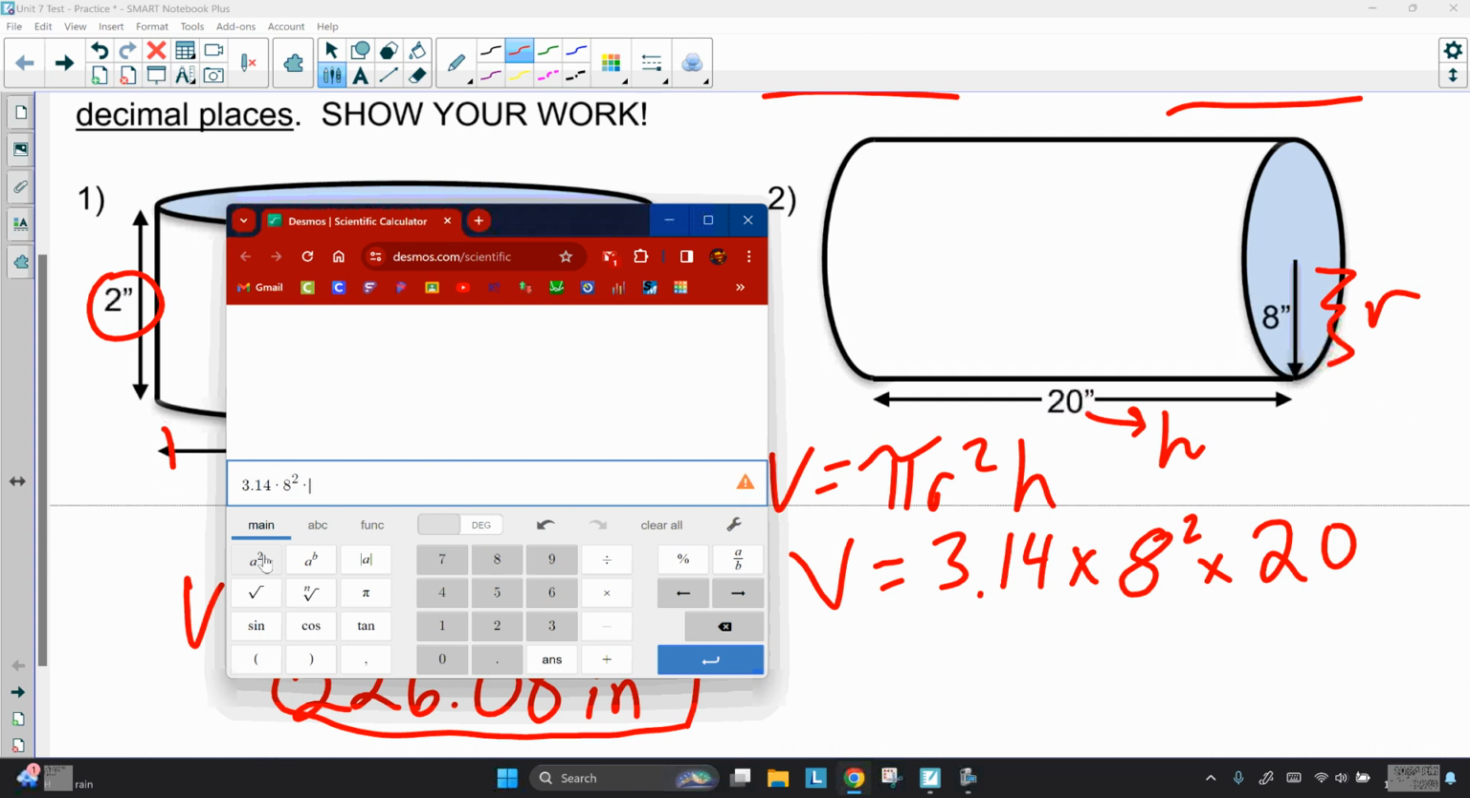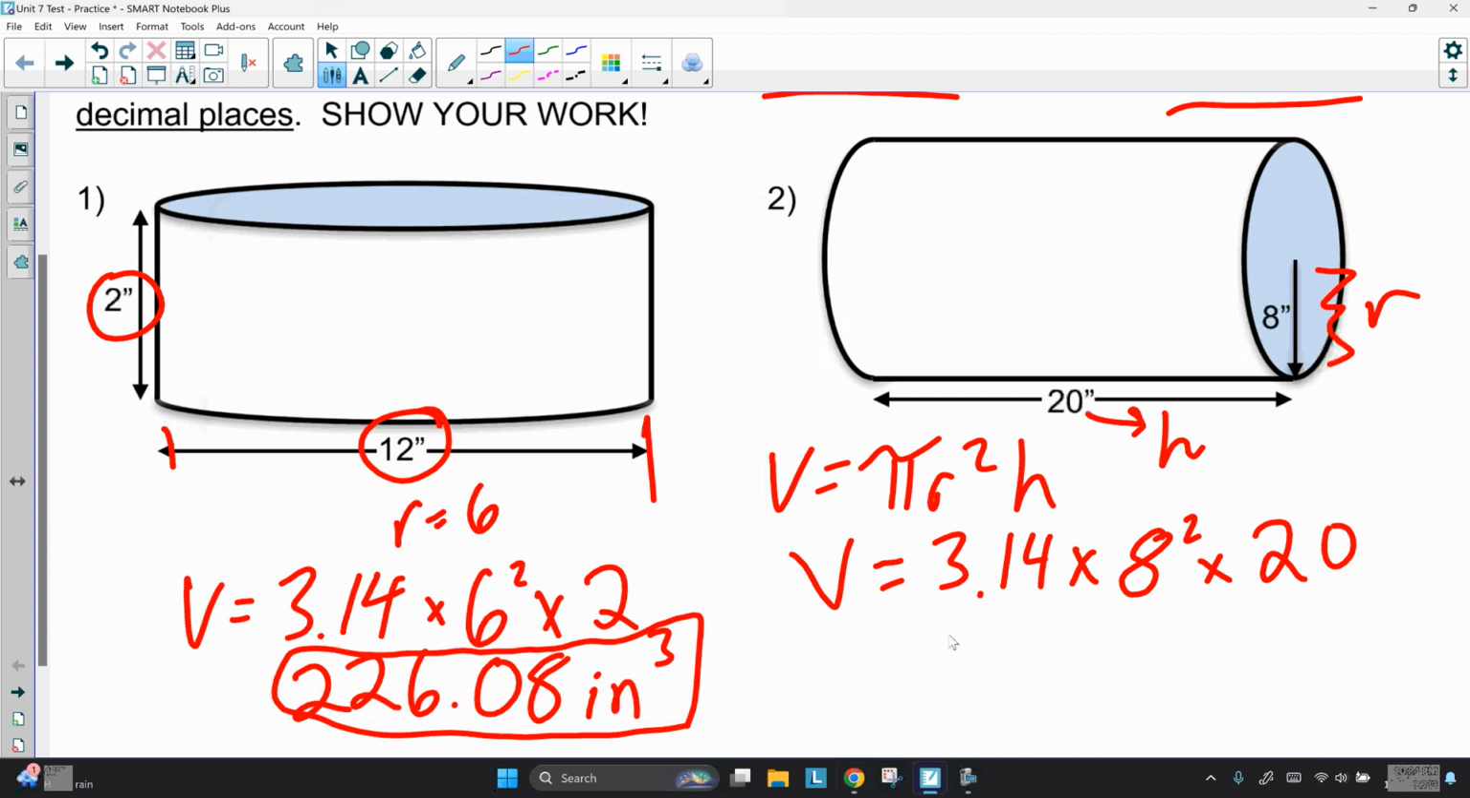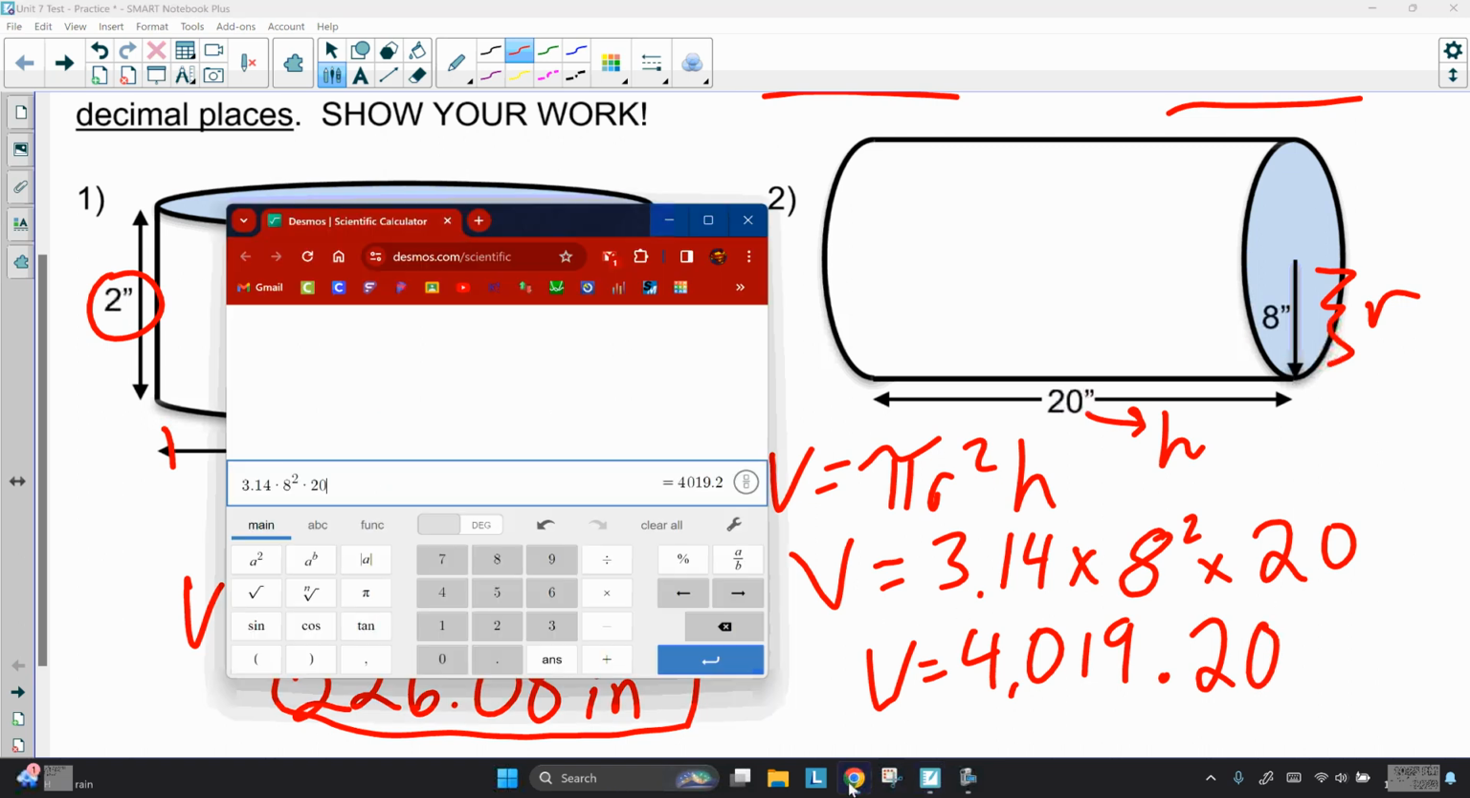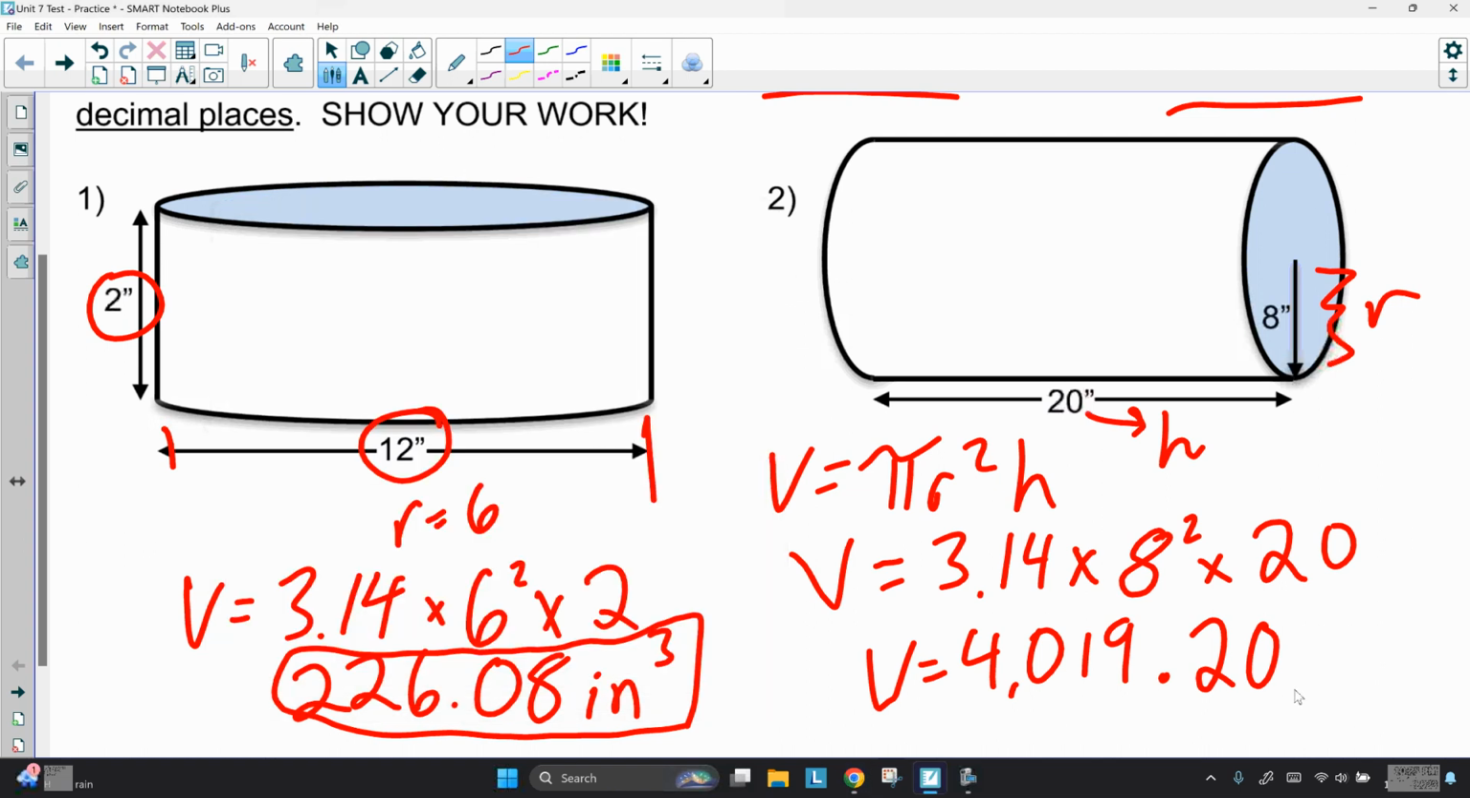But as always, you just plug it in like you see it, the best you can. Times 20, and there you go. 4019.2, and then 0 since we're going to 2 decimal places. Let's check real quick. Yes. There you go, there's your cylinders. Let's move on.